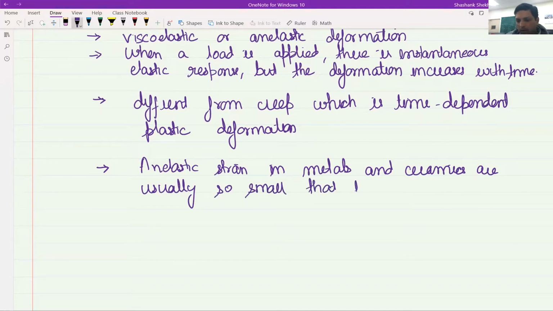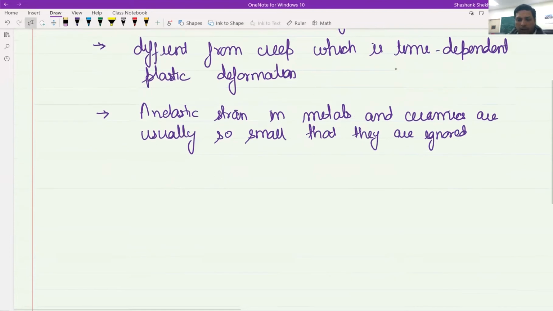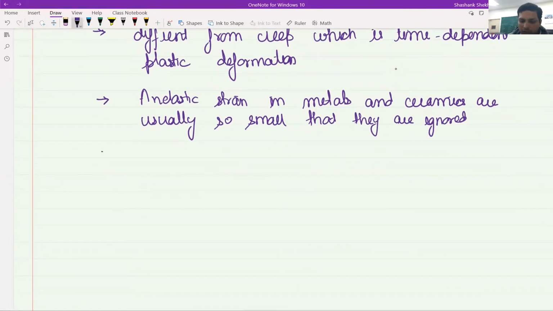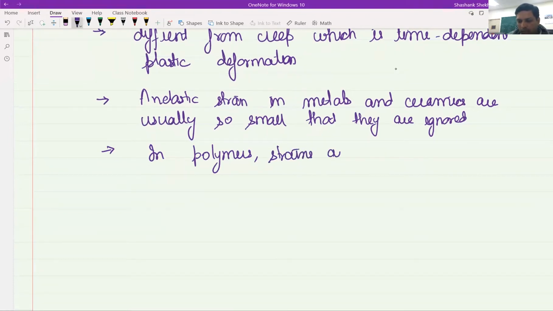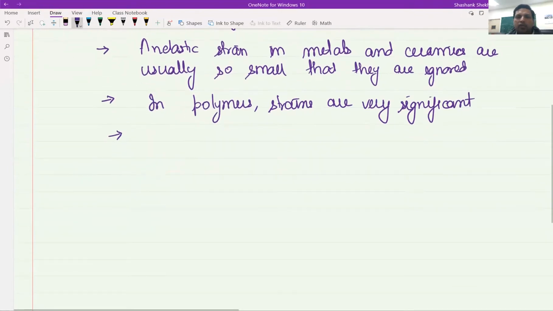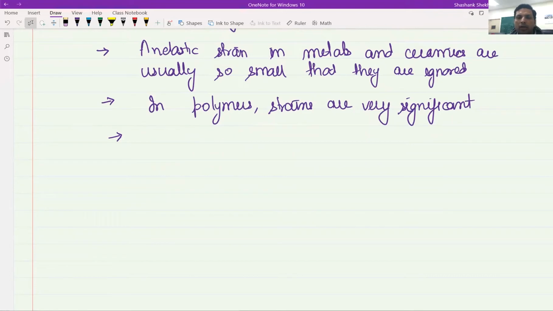That they are ignored. On the other hand, when we are talking about polymers, it is very significant. So in polymers, usually this viscoelastic or inelastic deformation is undesirable. You would see that over time the deformation takes place and the dimension changes and the material does not fit, and these kind of problems can occur.